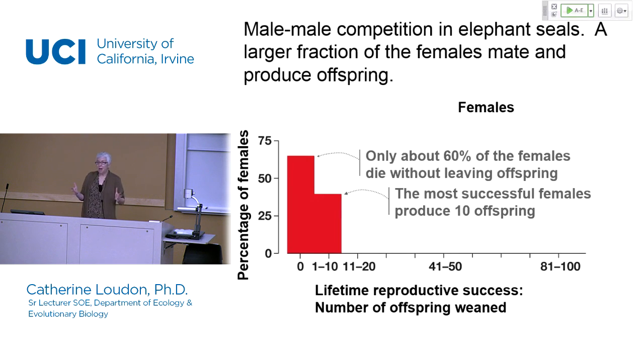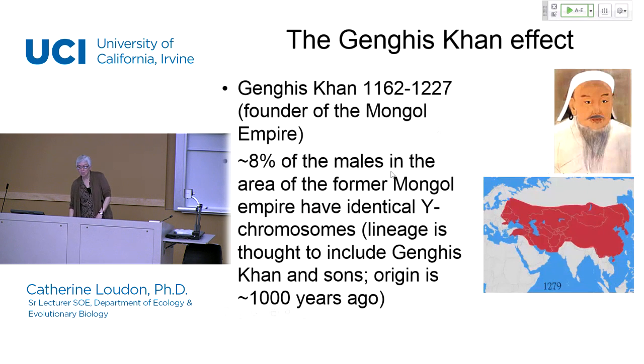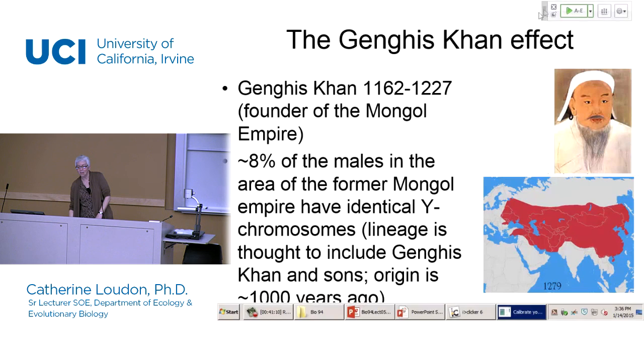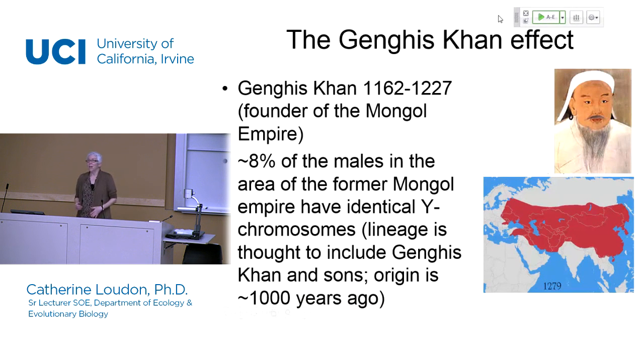Now, this kind of pattern is seen in some species. I thought it might be interesting to show you something that's sometimes called the Genghis Khan effect, which is an example of disproportionate genetic representation in a human population.